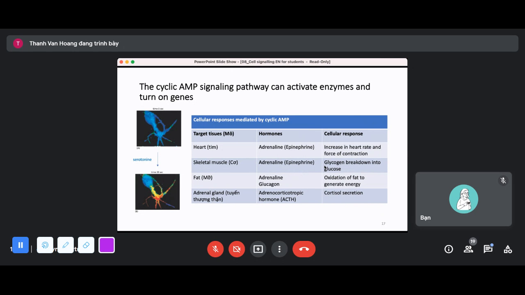Another example, you can see in this figure, is neurons, and when we add serotonin, a hormone that makes us happy, to the neuron, you can see the signal of cyclic AMP, which is present here in yellow and red. The higher the concentration of cyclic AMP, the darker the staining. You can see within 20 seconds, the cyclic AMP signaling was upregulated in the neurons.